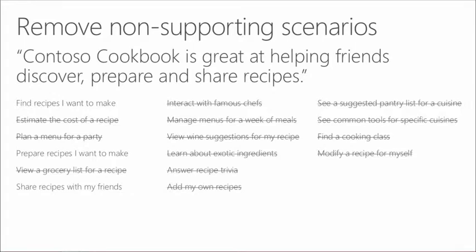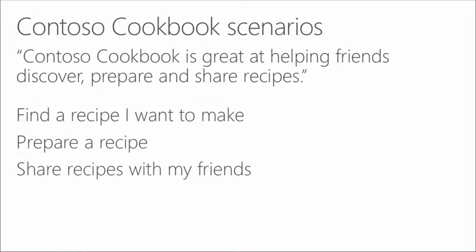Now on this slide you see the great ad statement we have for this app. The Comtosa cookbook is great at helping friends discover, prepare and share recipes. So we cross out all the remaining scenarios that don't support this great ad statement. And that brings us to these three scenarios: find a recipe I want to make, prepare a recipe, and share recipes with my friends.